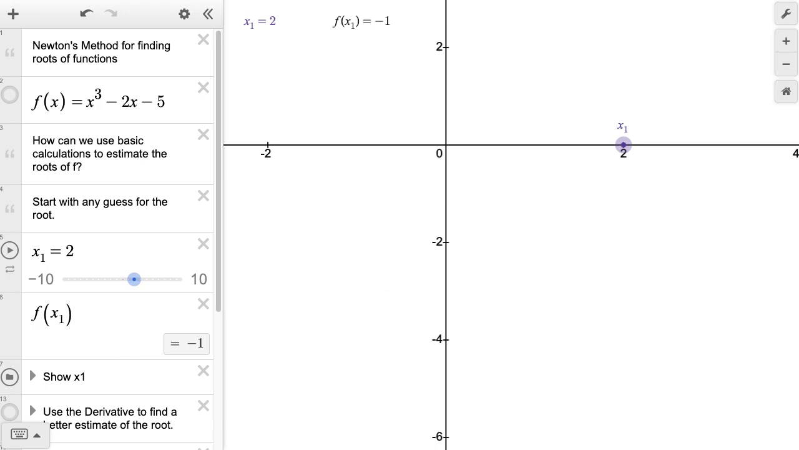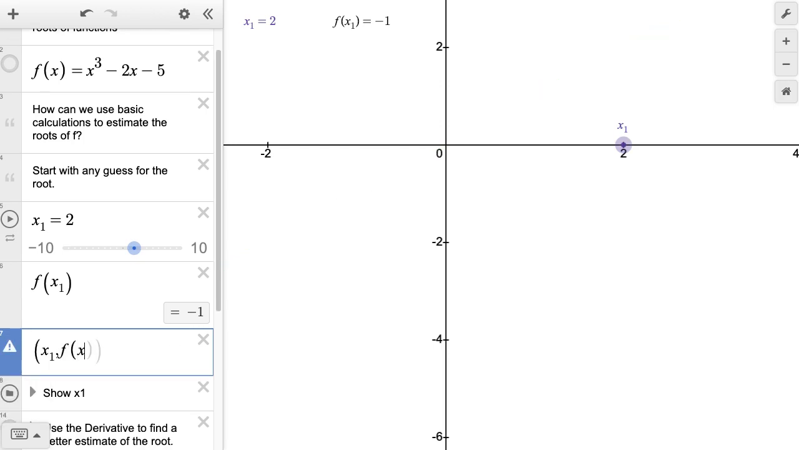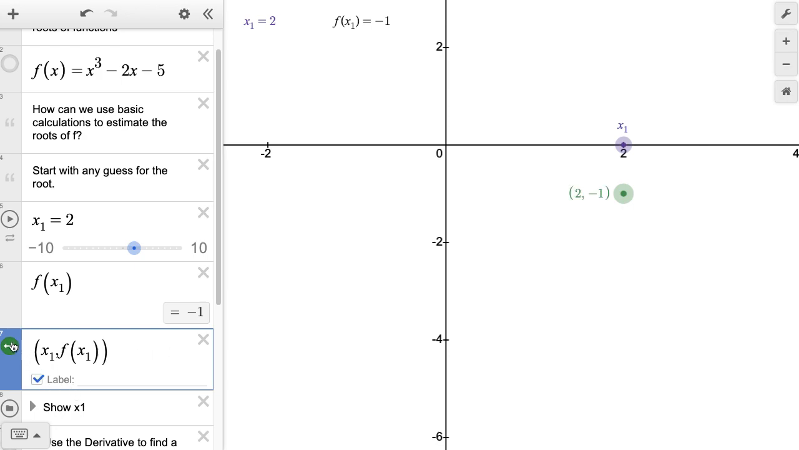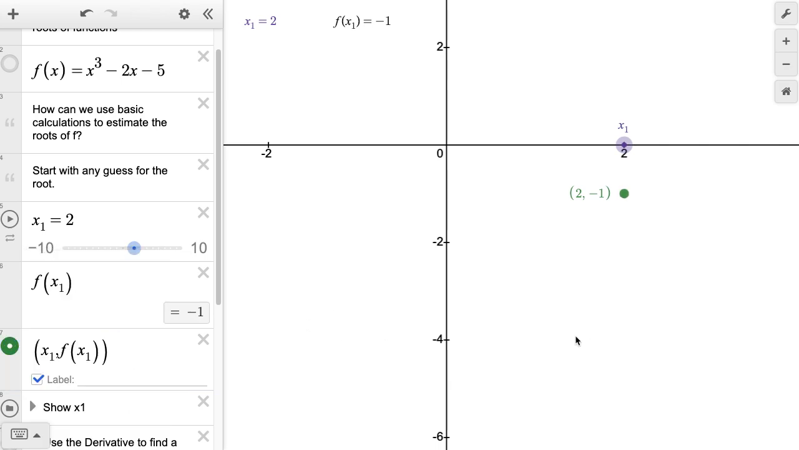And so I can actually plot the point 2, -1. Why don't we do that? I'm going to put it as x1, f of x1. Pretty close. And then what we're going to do is calculate the derivative of the function. I'm assuming that the derivative is probably positive here because, since f of 3 is positive, I'm guessing that the function goes in the positive direction at this point.